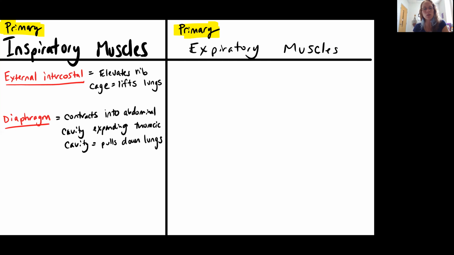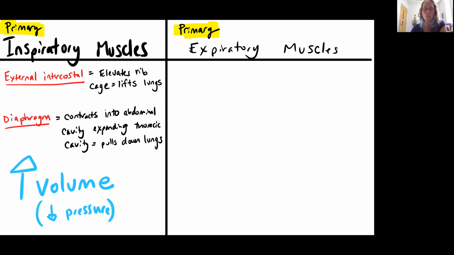So our external intercostal muscles are going to elevate the rib cage, and that's going to help to lift the lungs. And our diaphragm is contracting down into the abdominal cavity, making that thoracic cage or that thoracic cavity larger, and that's going to pull down on the lungs. So you're pulling down and lifting out, down and out. And so we're increasing the volume of our lungs, decreasing the pressure in our lungs, and so air is going to be pulled into the lungs.